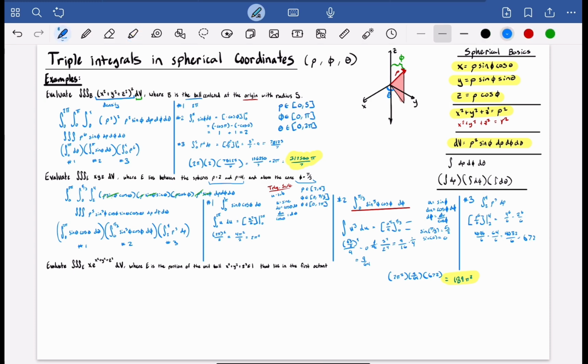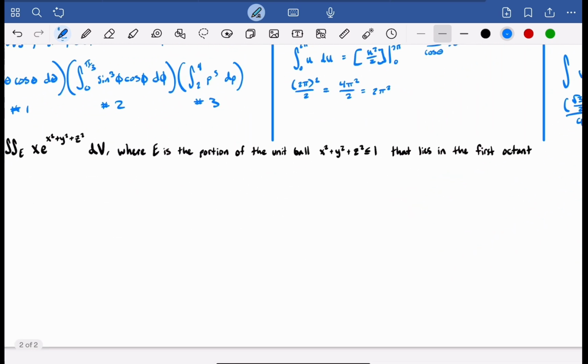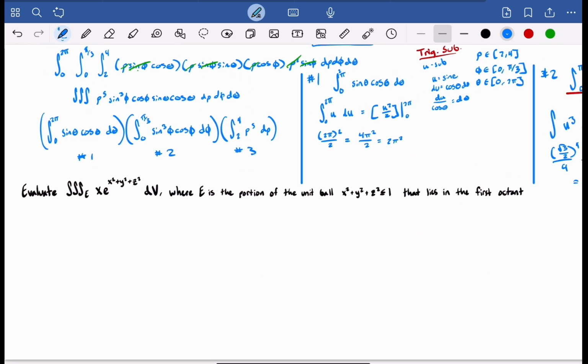Now finally we're going to evaluate this last one, another ball, but we have a portion of the ball that lies in the first octant. So for this one, we recognize that this can be set to rho squared, so we're just going to do a quick translation of x, and then we have our rho squared sine phi d rho d phi d theta.